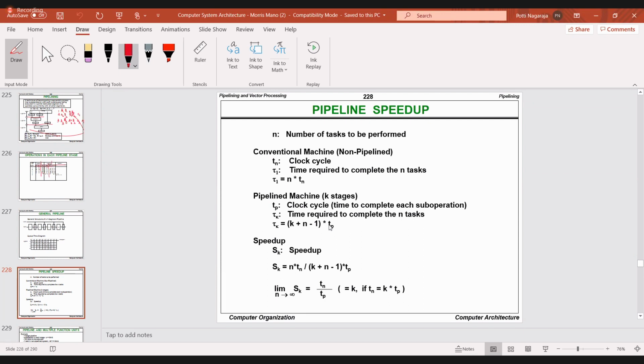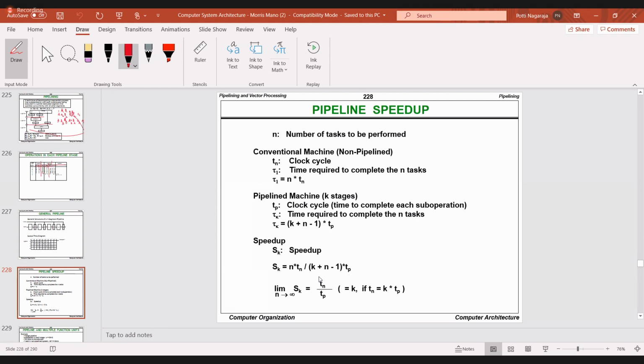So what is Tp? Tp is nothing but the clock cycle, the time to complete each sub operation. And n is nothing but your number of tasks. Now the speed up formula is defined as the ratio from non-pipeline to pipeline. Non-pipeline is n into Tn, pipeline is k plus n minus 1 into Tp.